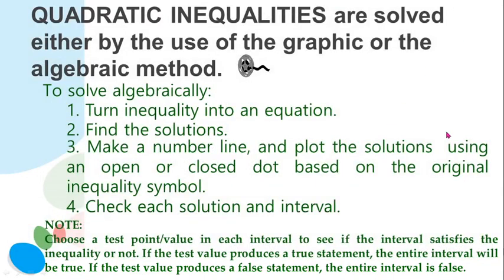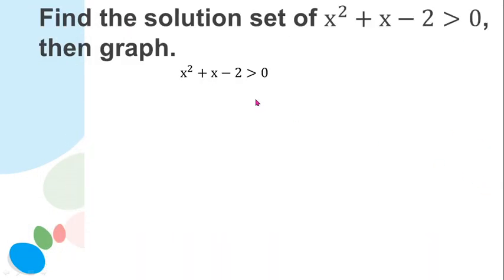Okay, so let us find the solution set of x squared plus x minus 2 is greater than 0. Then graph. So as our first step, x squared plus x minus 2 is greater than 0. What would be the first step for this? We are going to change the inequality into an equation. So basically, we are going to change the greater than symbol by an equal sign.